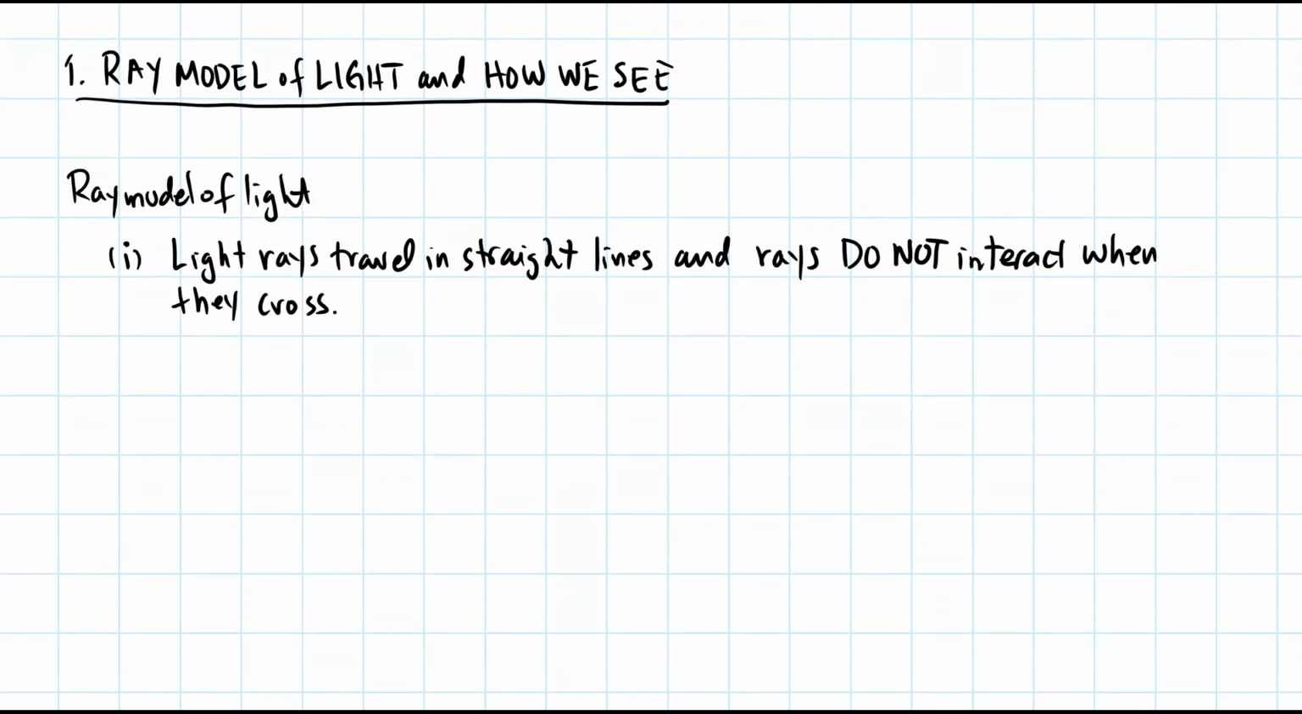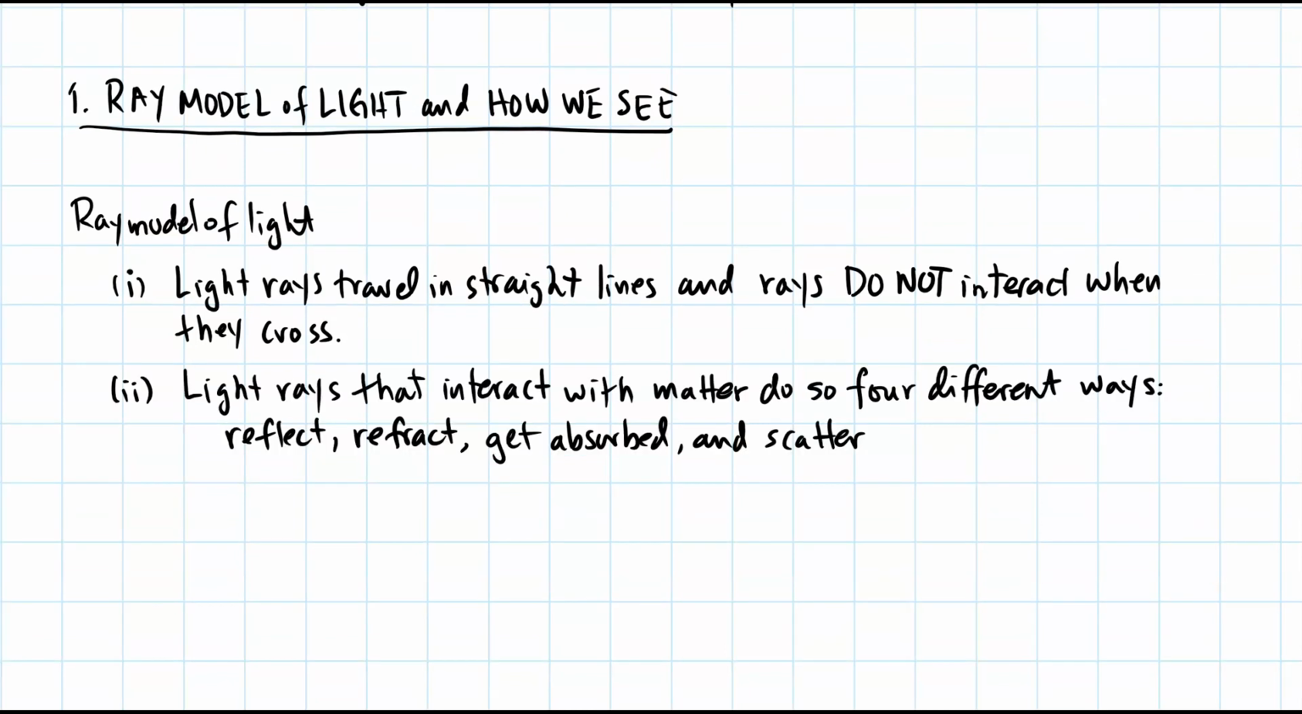One, light rays travel in straight lines, and rays do not interact when they cross. That is, if I cross two lasers, nothing happens as these cross. Two, light rays that interact with matter do so in four different ways. They could either reflect, refract, get absorbed, or scatter.